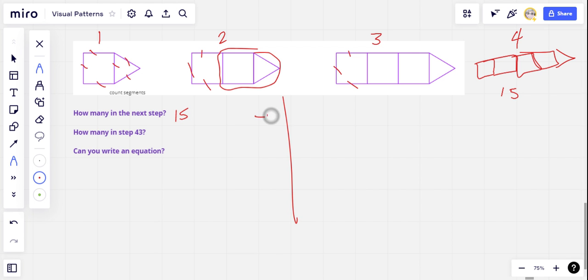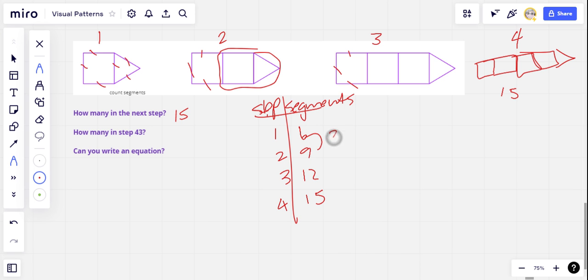But let's go ahead and analyze these numbers carefully. So I'll make a chart with the step number and the number of segments. In step 1, I counted 6, and in step 2, we're adding 3 more, so that's 9. In step 3, we're adding 3 more to that, so that's 12. And in step 4, we're predicting 15. Once we've got our numbers listed out nicely like this, we're going to find the difference in each step.